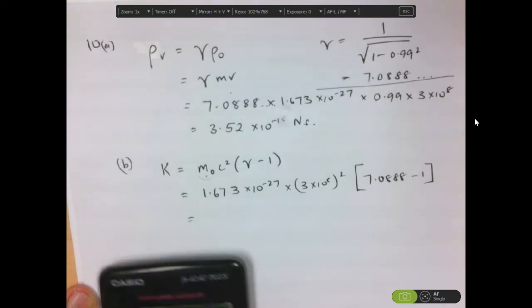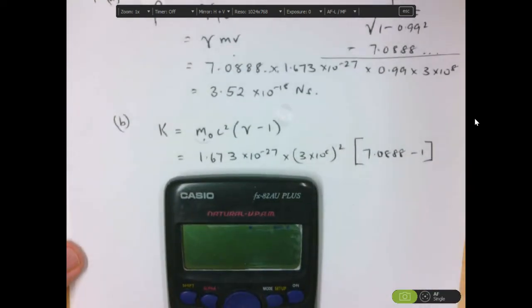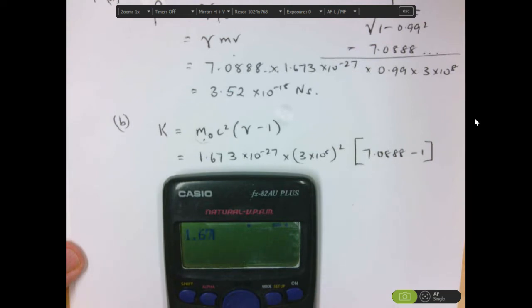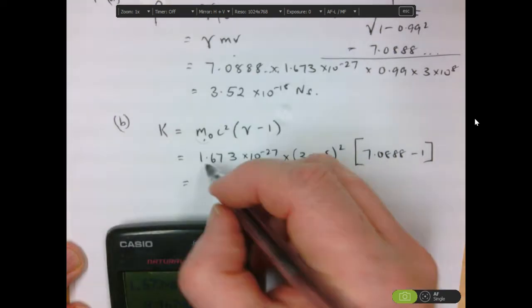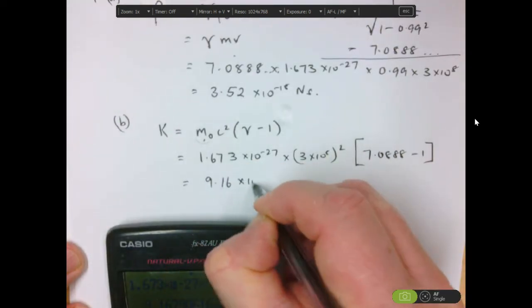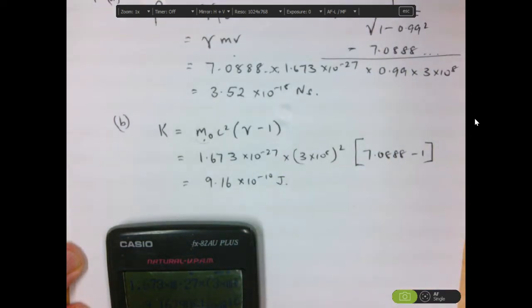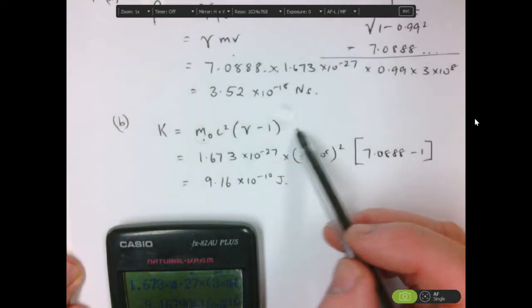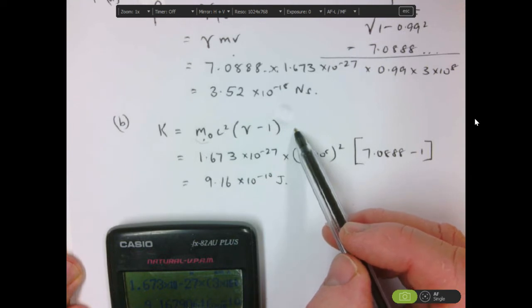So putting that all together: 1.673 exponent negative 27 times 3 exponent 8 all squared, multiplied by, open bracket, 7.0888 minus 1, close bracket, and we get 9.16 by 10 to the minus 10, and this is joules because it's kinetic energy. Okay, so it's much simpler if you just simply use this formula, have it memorized, rather than going through the entire process of deriving it each time.